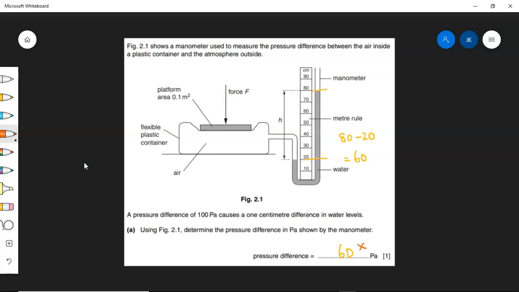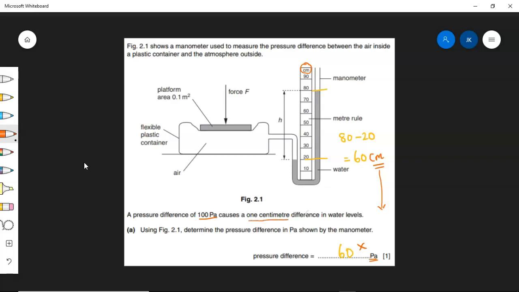Why is it wrong? Because if you see the unit here, Pascal, what unit do you get from the diagram? It is centimeter. So, how will you convert centimeter to Pascal? So, here is a clue. Every 100 Pascal causes a 1 centimeter difference in water level.